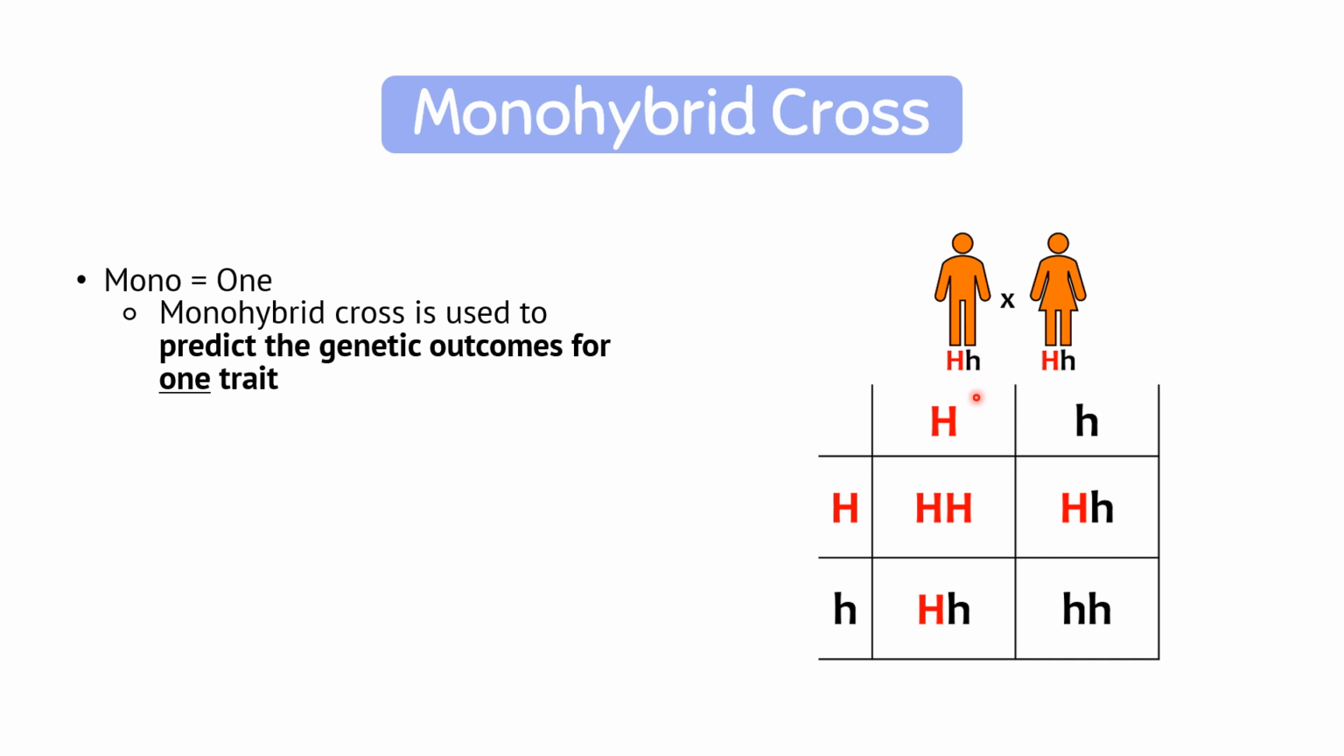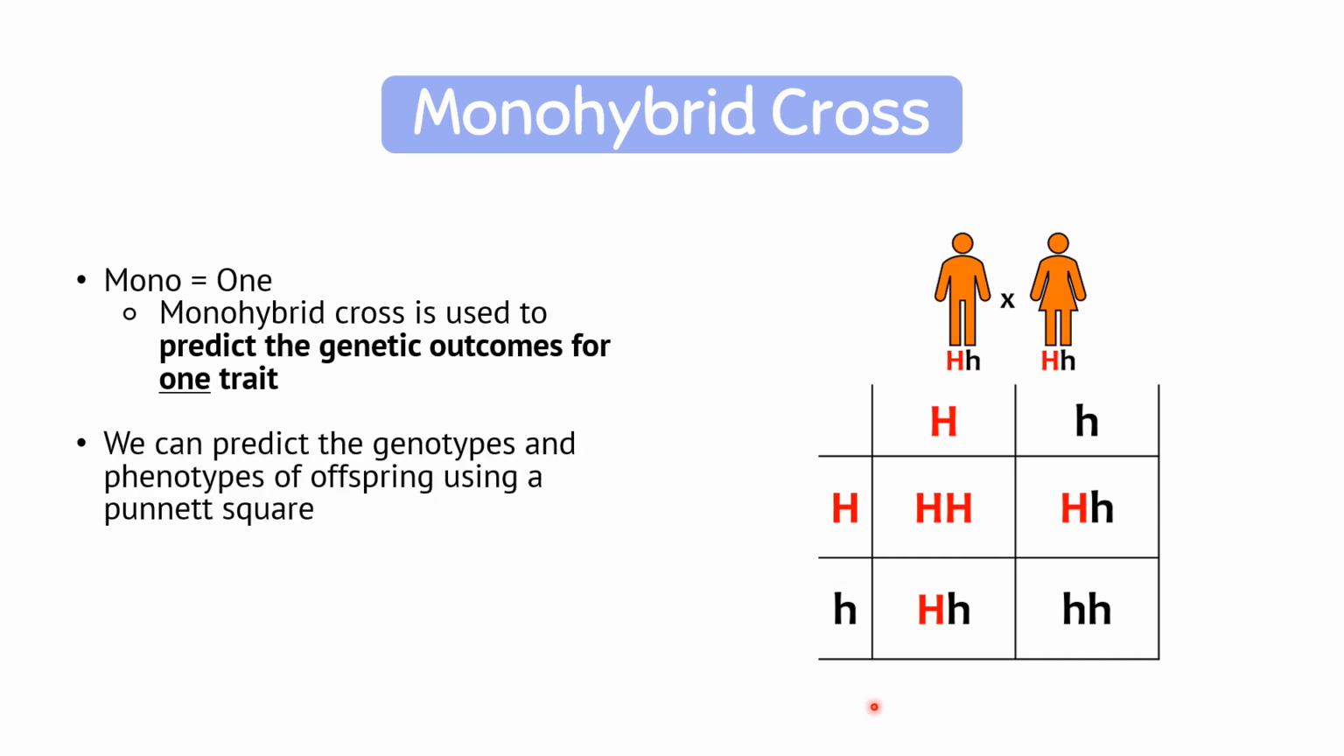In this example, we have two parents with the capital H, and you can see here what their possible offspring are. I'm going to teach you how to do this monohybrid cross in just a second. We use this to predict the genotypes and phenotypes of offspring, and this square is called a Punnett square. This can be used for both autosomal and sex-linked traits.